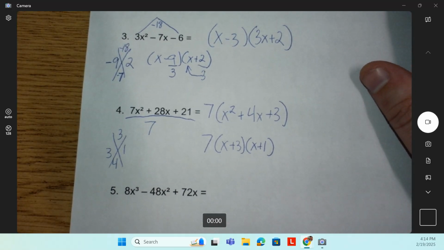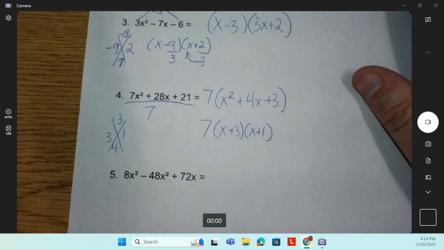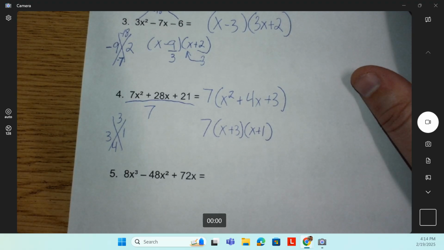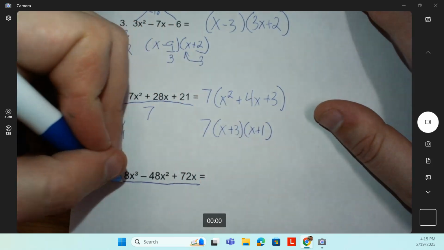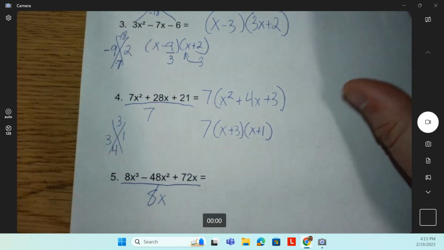And looking at number 5, I know those will both divide by 2, I think 4 as well, and even 8. So they would divide by 8, but they also all have at least one x. So I can actually divide these by 8x.